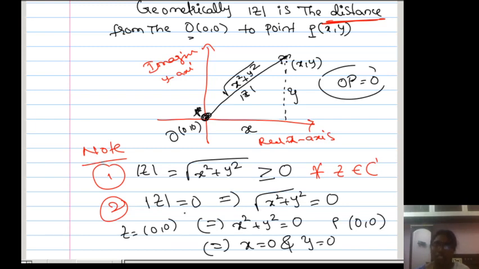Whenever mod, meaning distance, is 0, what is the meaning of mod here? Mod is nothing but the distance from the origin to the point (x, y). I am saying that mod z is 0 means the distance is 0, which means I am representing the origin point itself. So x is 0, y is 0 means origin. The final conclusion: absolute value 0 means compulsorily z represents the origin, and if z is the origin, compulsorily the absolute value is 0.